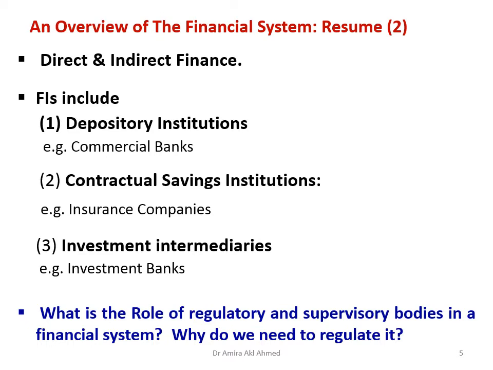An important question might be, what is the role of regulatory bodies in a financial system, and why do we need to regulate this system? In order to answer these questions, we need to resume the issue of asymmetric information. Moreover, this issue is closely related to explaining the sequence of events of a financial crisis. Thus, a quick resume of this issue, asymmetric information, will be briefly introduced in the next slide. Then, we will briefly answer these questions.